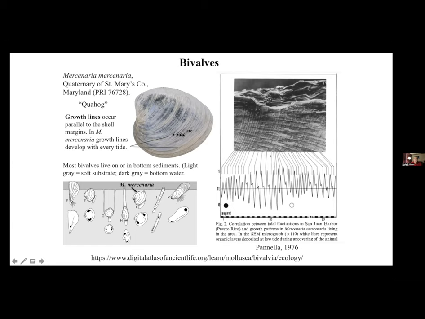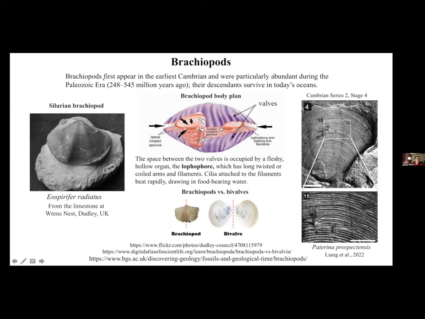And this has been done a number of times by different researchers. And finally, brachiopods. Brachiopods, they're so common in the Paleozoic that certainly we should be able to use these to analyze their growth patterns. And so brachiopods, they appear in the earliest Cambrian, and as I said, very abundant during the Paleozoic, and their descendants survive today in the oceans, but they're not as abundant as they used to be.